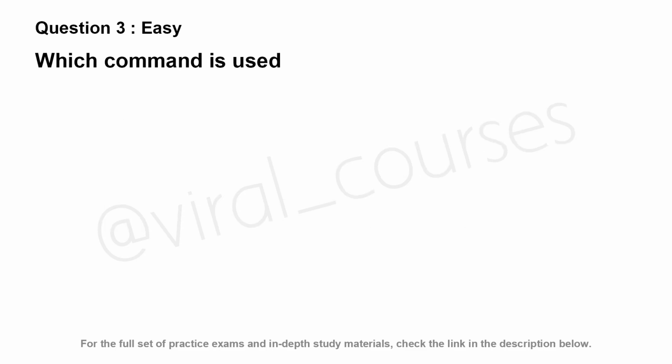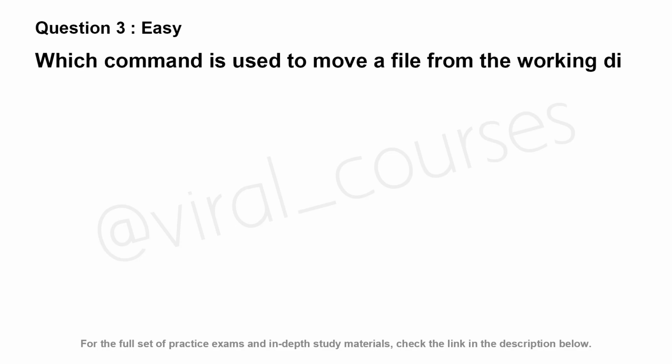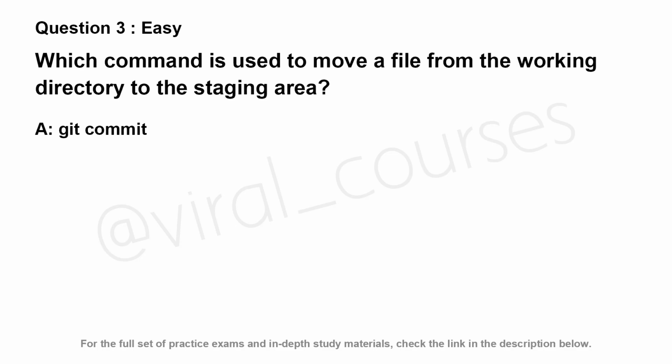Which command is used to move a file from the working directory to the staging area? Option A. Git commit. Option B. Git push. Option C. Git add. Option D. Git checkout.